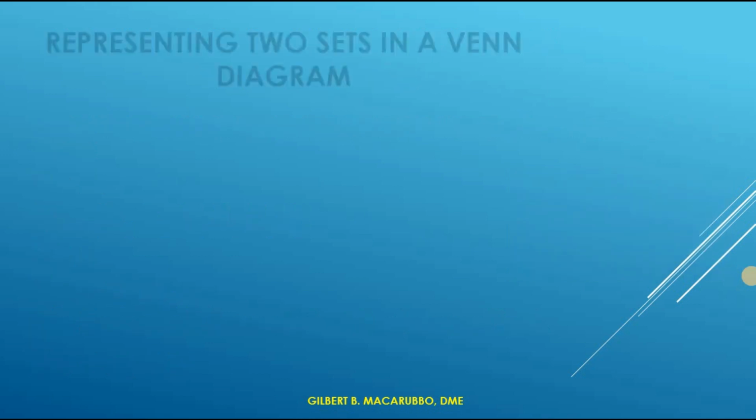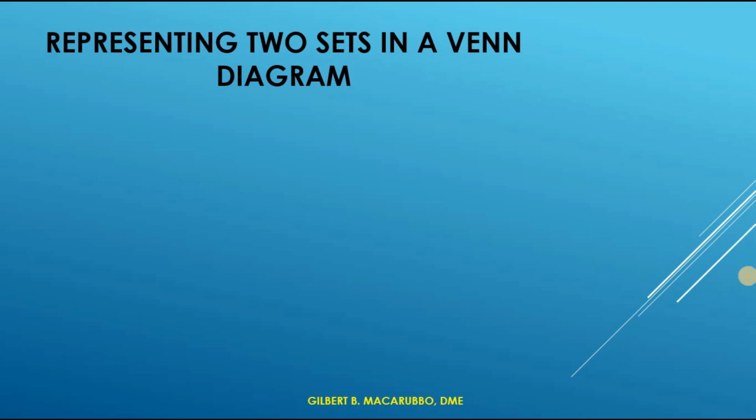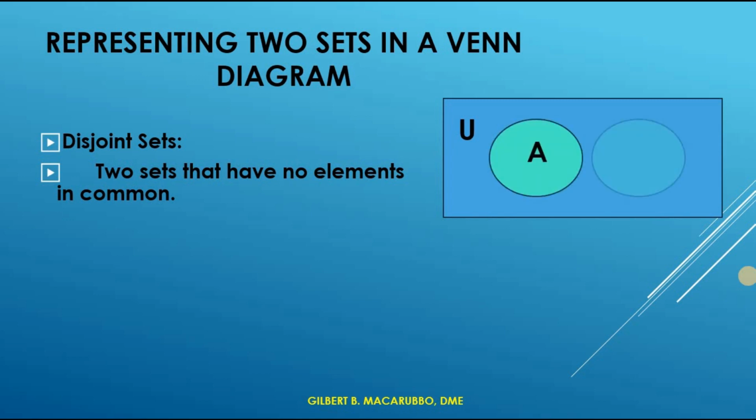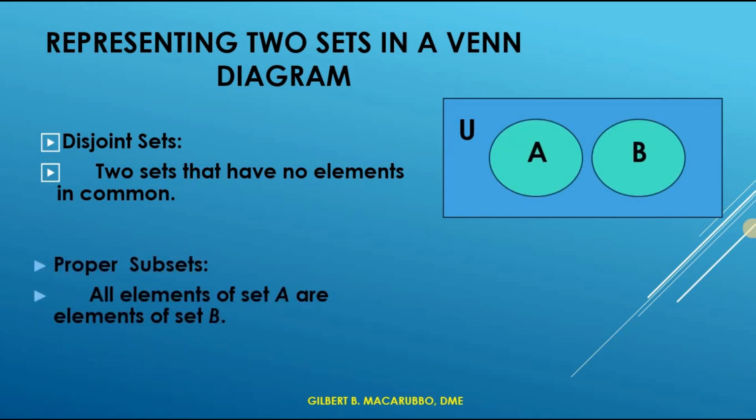Next, representing two sets in a Venn diagram. Disjoint sets. Two sets have no elements in common. So we have here set A, set B. So two sets have no elements in common. Walang elements ang parehas sa set A at saka sa set B. Ganon din sa set B.